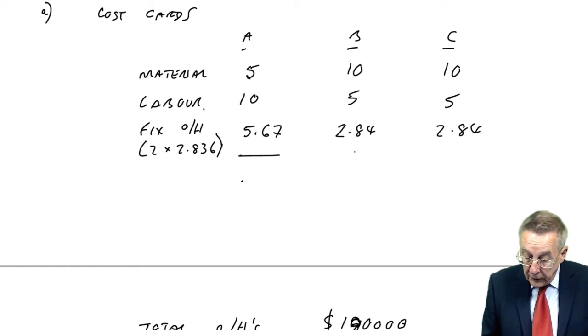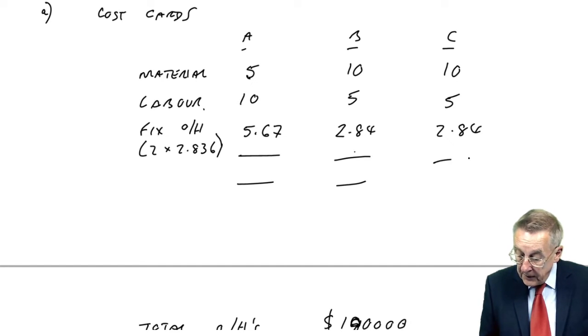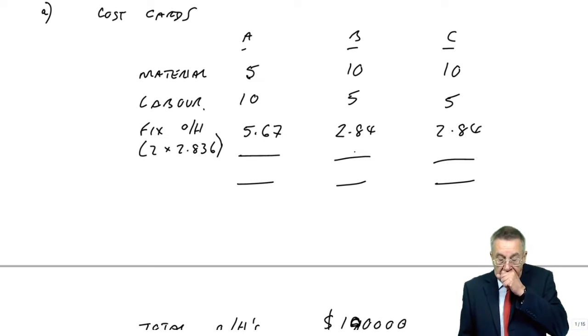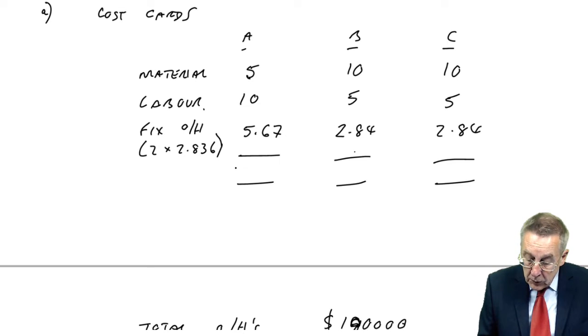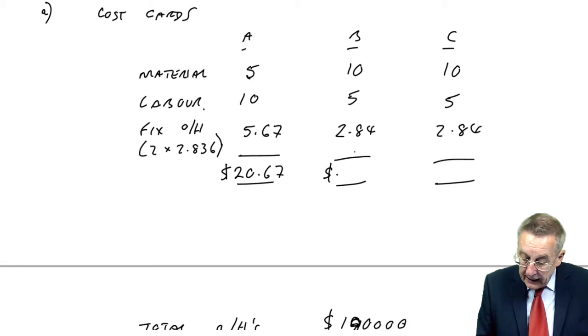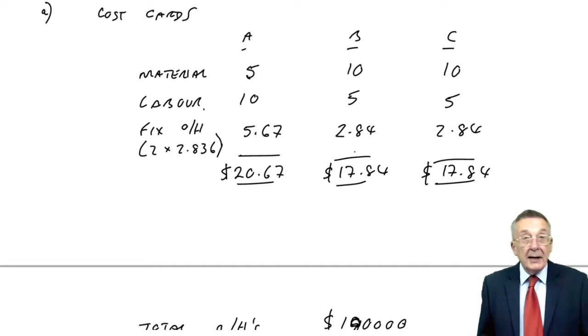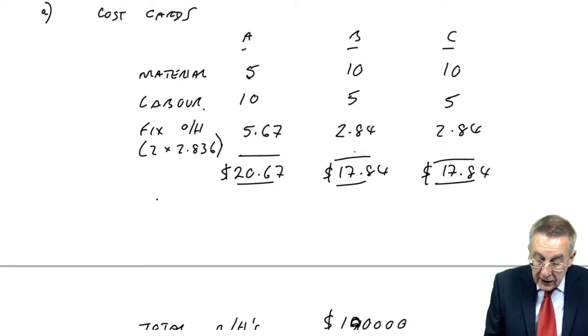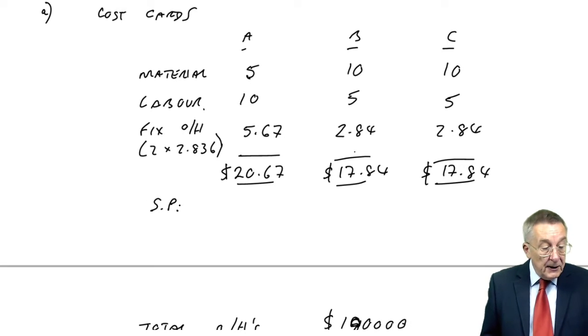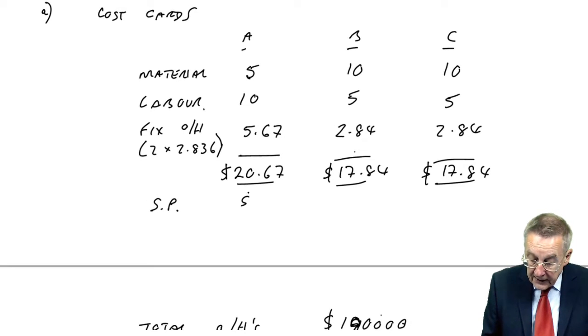Which gives us a full cost, or an absorption cost per unit, for A of $20.67, for B $17.84, and for C $17.84. No problem. There's the cost. The question here also asks for the profit. Well, we know what the selling price per unit is. They all have a selling price of 20.